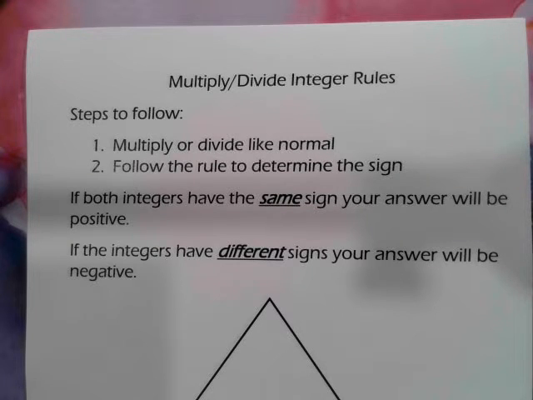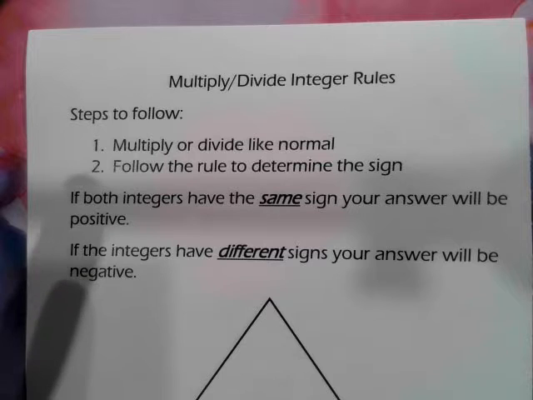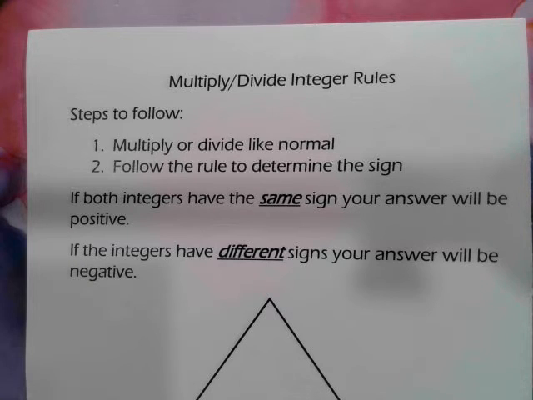Today we're going to be looking at the rules for multiplying and dividing integers. They're very simple, very easy to follow. Don't make them harder than it really is. Today we're going to be following two steps. Step number one is to multiply or divide like normal. So just do what the problem says to do. And then step number two is to follow the rule to determine the sign. And our rules are very simple and straightforward.